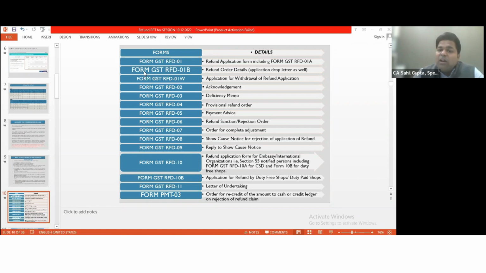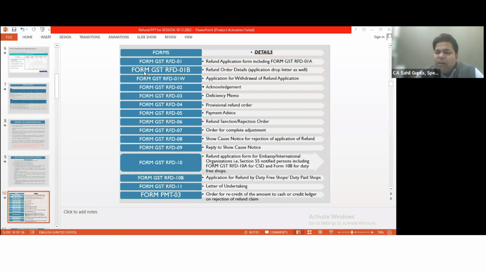If there are any errors or points which need to be clarified, or the amount is to be rejected, before that a show cause notice is to be issued in form GST RFD 08, and the reply is given in RFD 09. GST RFD 10 is for embassies and specified organizations, which the government has specified separately. Embassies and international organizations have to file their returns, and on the basis of those returns, the RFD 10 form is also filed, and they will take the refund of that amount along with all the documents they provide. Form GST RFD 10B is for duty-free shops, duty-paid shops. Then RFD 11 is LUT.